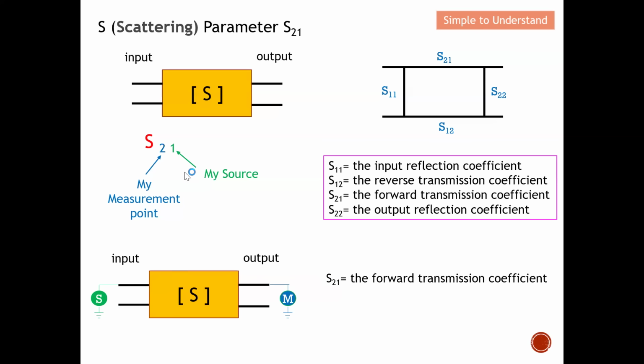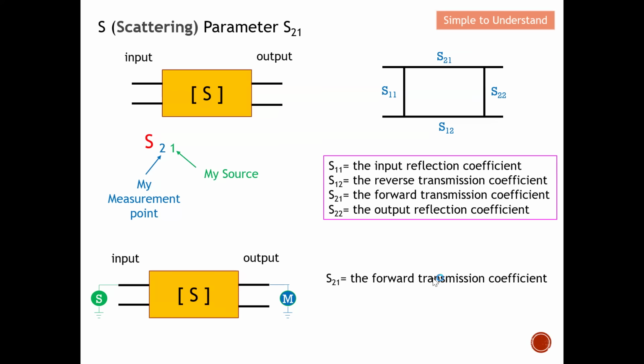Okay, so next will be S21. Again, remember the two terms here. The last one is where my source is, and the first one is where I conduct my measurement. So my source is at port number 1, and my measurement is at port number 2. From here, you can see that this is where I insert my incident wave, and I conduct my measurement at the output. So the incident wave propagates here and finally reaches the output.